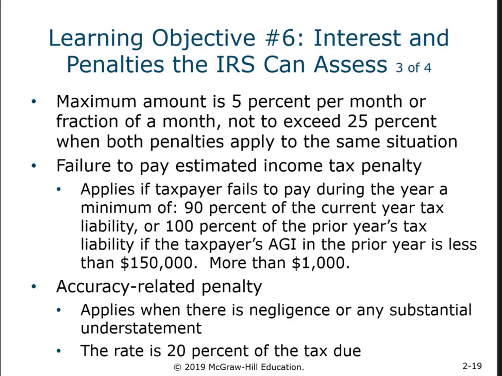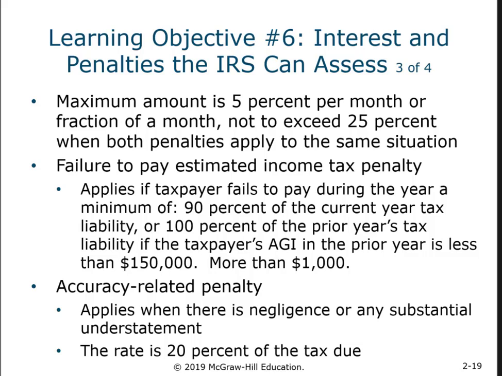If you didn't send it in and don't pay, then the maximum is 5% per month. So we don't tack it on. It doesn't become 5.5%. They both get kind of mushed together, and the maximum is still 5% per month.